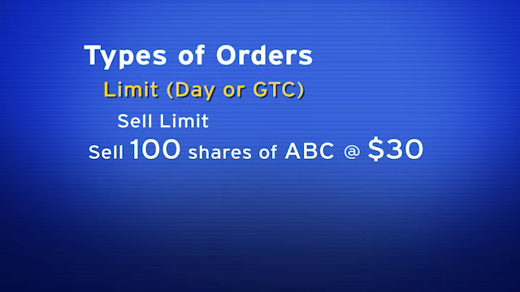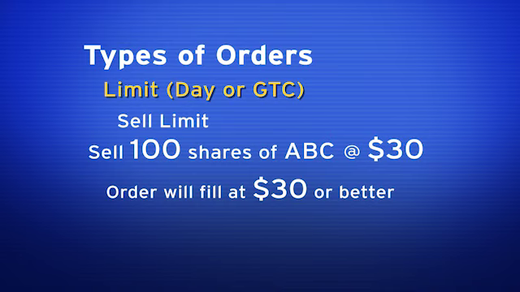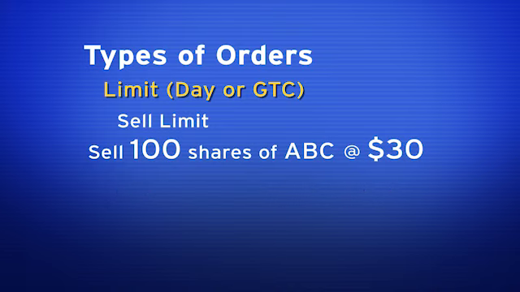What if the next price after 29.5 were 31? Well, that's better, that's higher, I would execute. What if the next price after 29.5 were 32? That's higher than my 30 limit, it would execute. So my order will fill at $30 or better. I would use a sell limit order when I own a stock.